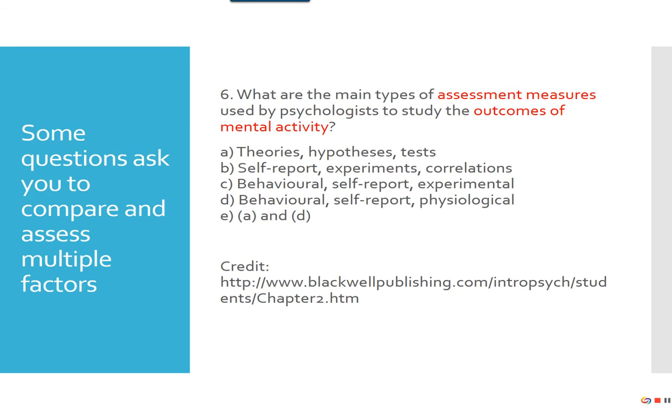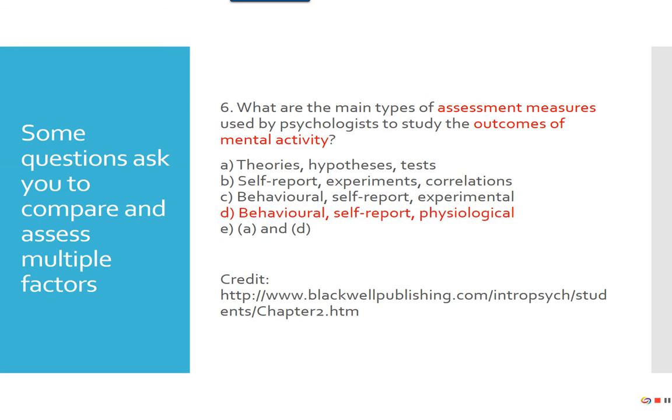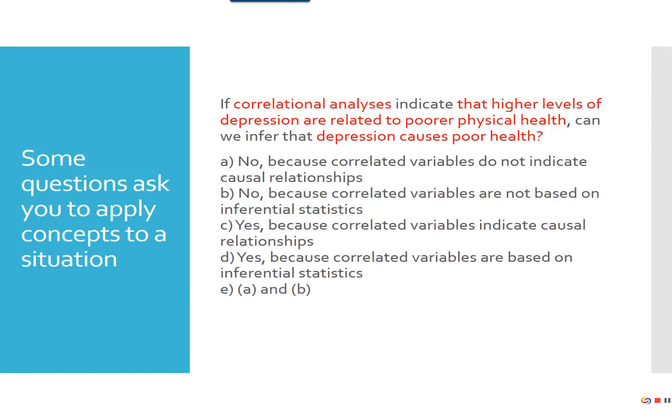However, other questions ask you to compare and assess multiple factors. For example, what are the main types of assessment measures used by psychologists to study the outcomes of mental activity? Now again, notice that I've underlined or put in red the key words. I'm looking for assessment measures used to study outcomes of mental activity. And I have many different answers to consider. In this case, when I look through the answers, I can notice that behavioral, self-report, and physiological is the best way to measure outcomes of mental activity.